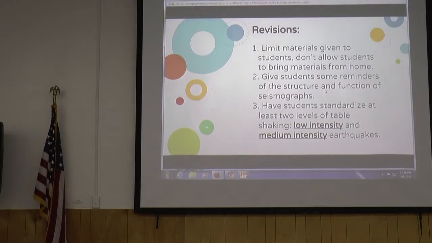And then the third, have students standardize that level of shaking or faux earthquake intensity level so they could show the difference between the patterns that the seismograph was actually putting on the paper.